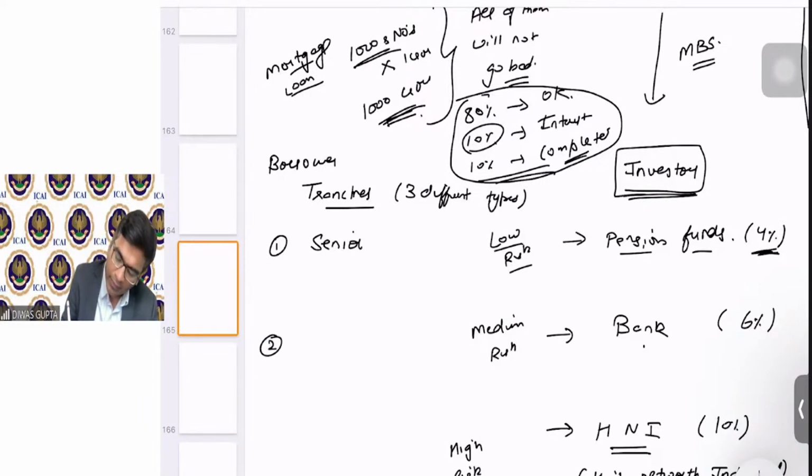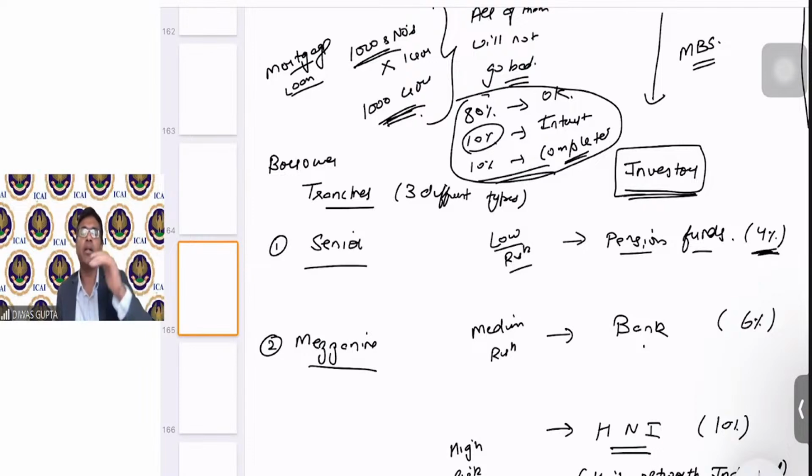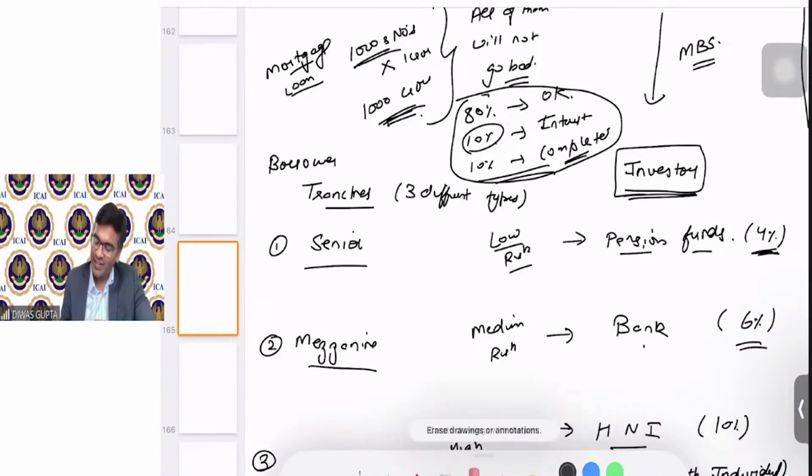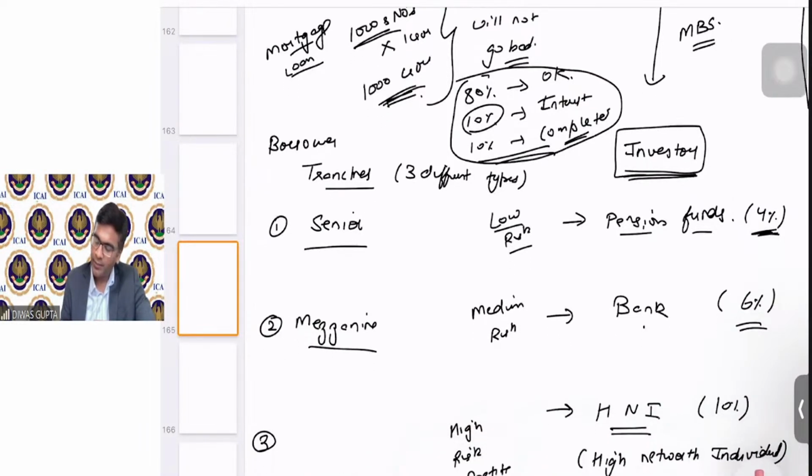Second is called mezzanine. Mezzanine means in between layer, right? So mezzanine is in between. Here they will assume some risk, but they will get a rate of 6%. Then lastly, after senior and mezzanine, there is junior. So students, junior, or let's say equity, let me not call it junior, wait, they are not junior, they are equity.